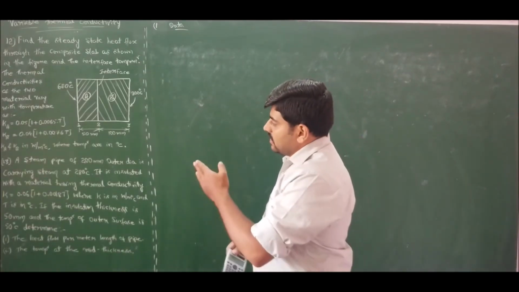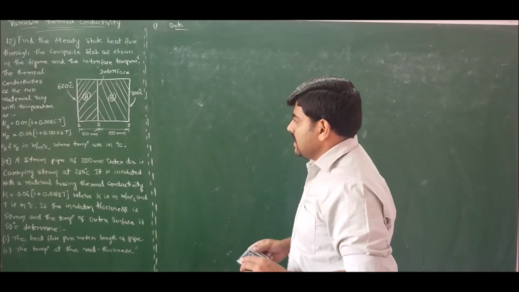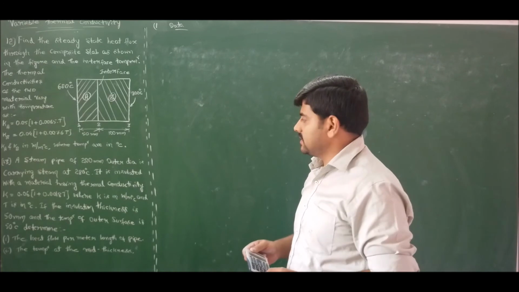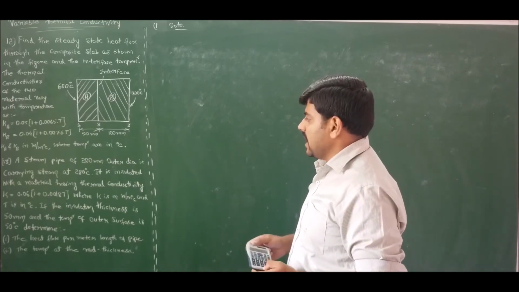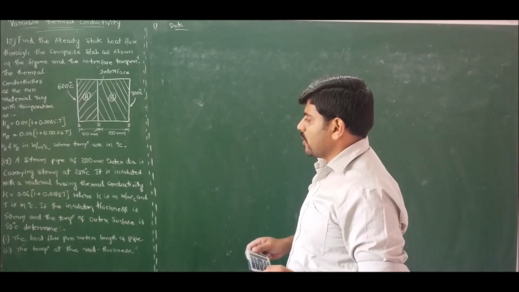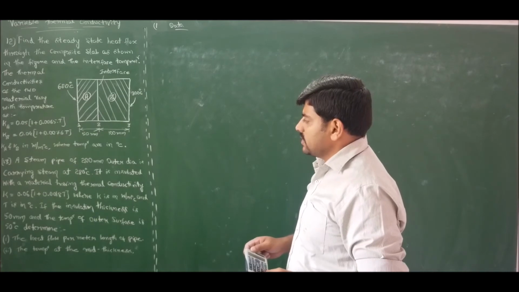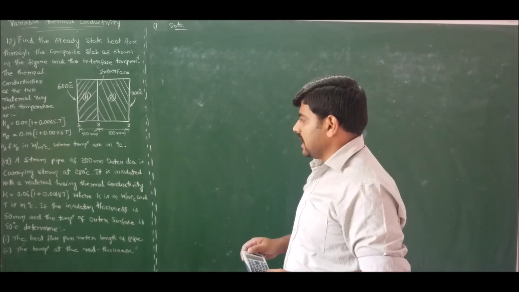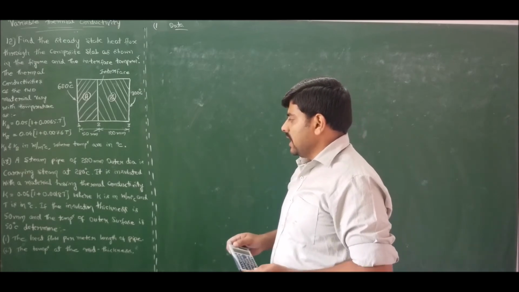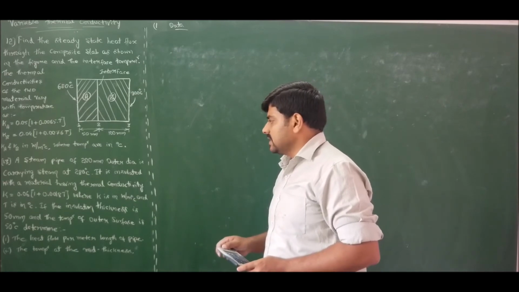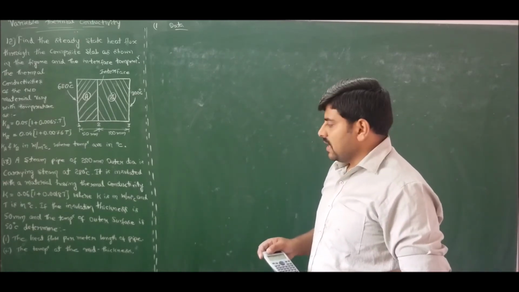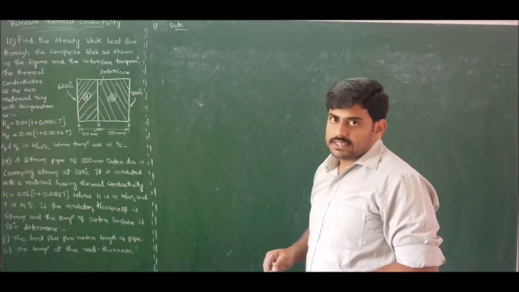Now moving ahead, problem number 13 states that a steam pipe of 200 mm outer diameter is carrying steam at 280 degrees Celsius. It is insulated with a material having thermal conductivity K = 0.06 (1 + 0.0018 T), where K is in watt per meter degree Celsius and T is in degree Celsius. If the insulation thickness is 50 mm and the temperature of the outer surface is 50 degrees Celsius, determine the heat flow per meter length of pipe and the temperature at the mid thickness.